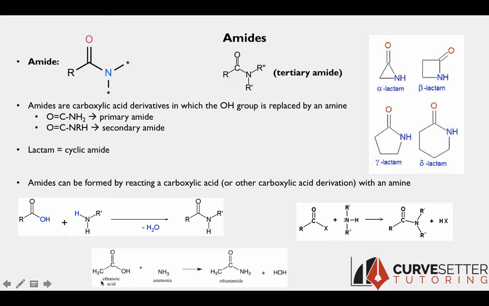And then finally, here's just a specific example, ethanoic acid, so a carboxylic acid, reacting with ammonia, and what you get is a primary amide. So it's bound to just one alkyl group. And you see that you have to remove this OH as well as one of the H's of the amine, and that's why water is removed. So these are condensation reactions if you're reacting it with a carboxylic acid, as opposed to a carboxylic acid derivative.